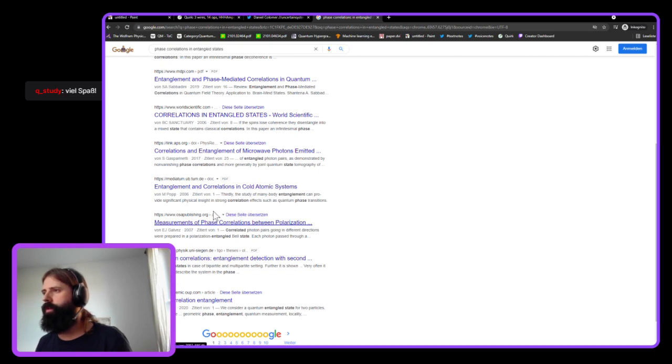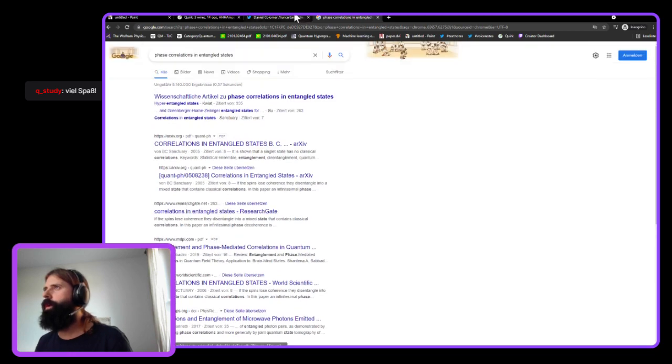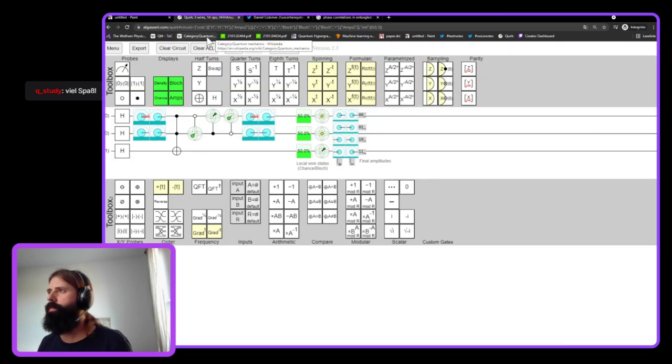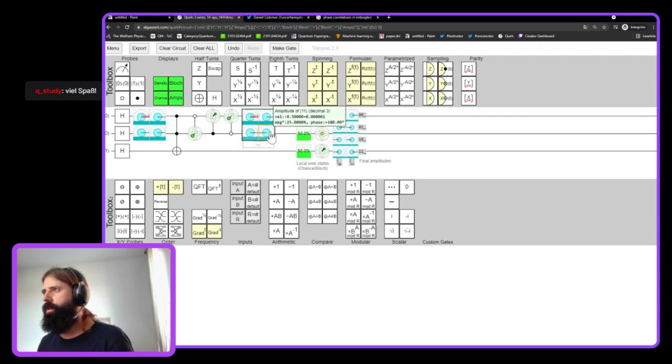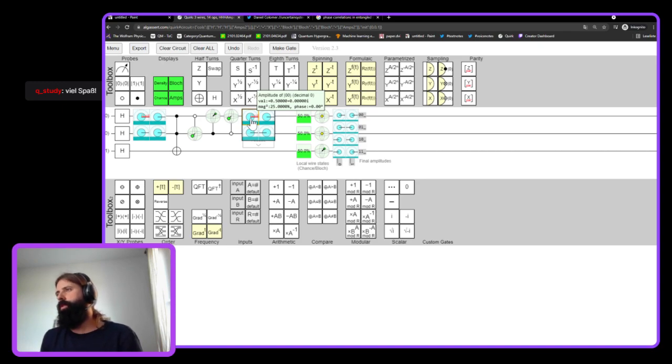Phase correlations. Because that is a phase correlation, right? In a way, that is a phase correlation. So what's happening here is there's no correlation between the states per se. I mean, all possible values are there, same probability of measuring everything. But the phase plays a role in answering the question.